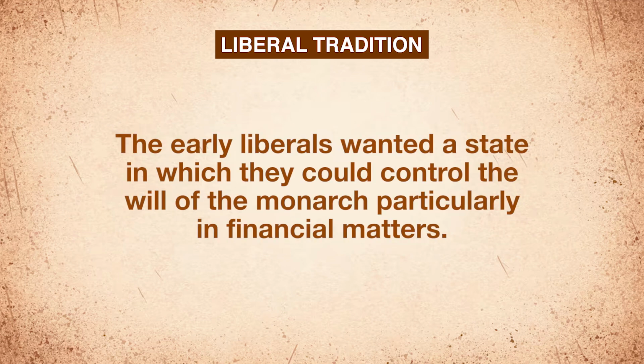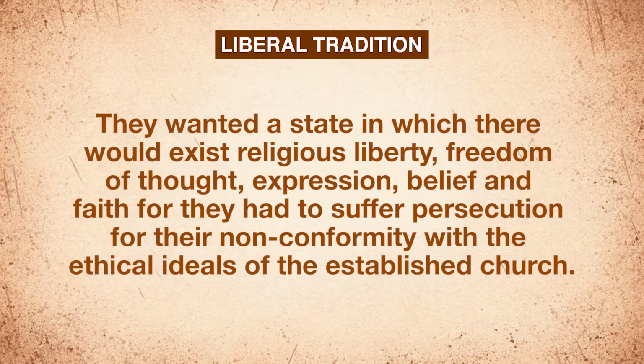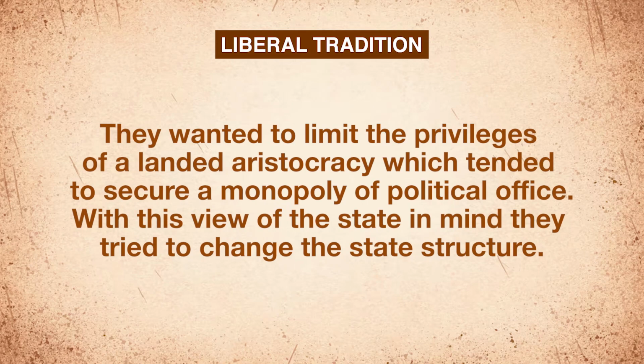The early liberals wanted a state which they could control as per their own will, and there would be least interference of the state by way of the monarch in their financial activities. They wanted a state in which there would exist religious liberty, freedom of thought, expression, faith, and belief. This was important to them because these liberals earlier in the womb of the feudal society had to suffer persecution for their non-conformity with the ethical ideals of the established church. They wanted to limit the privileges of a landed aristocracy, which tended to secure a monopoly of political office. With this view of the state in mind, they definitely wanted to change the state structure.